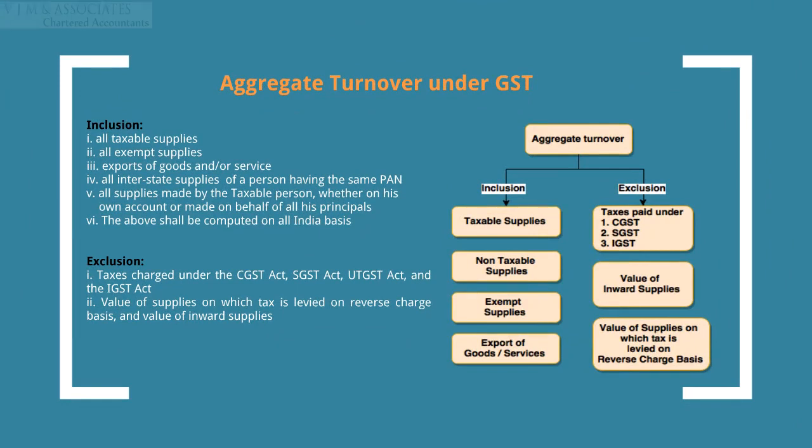As per subsection 6 of section 2 of the CGST Act, aggregate turnover inclusions are all taxable supplies, all exempt supplies, exports of goods and or services, all inter-state supplies of a person having the same PAN, and all supplies made by the taxable person, whether on his own account or made on behalf of all his principals. The above shall be computed on an all India basis.